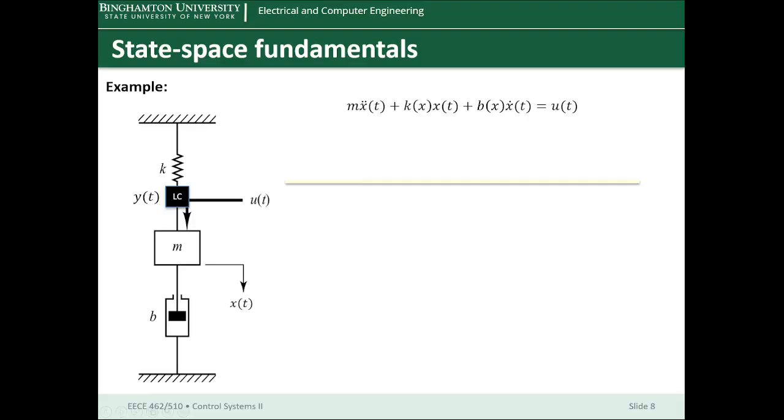In this equation, K and B are the spring and damper coefficients, M is the mass, and u(t) is the excitation force or the input of the system. More realistically, the spring and damper coefficients are not constant. They are functions of the amount of compression or extension they experience.